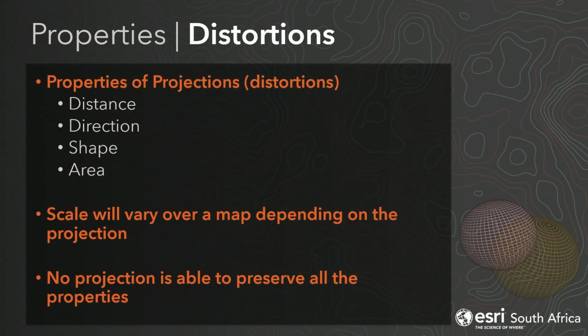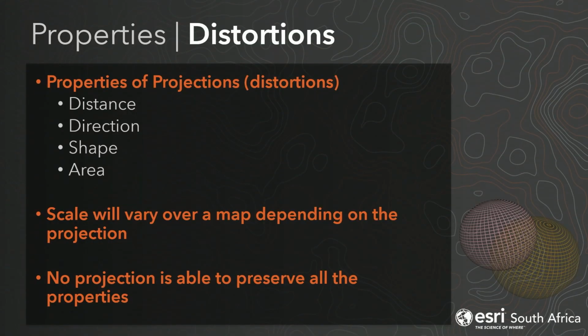If we look at this concept of the properties of a projection, projections can potentially maintain one or two of the parameters or properties, but they can't do more than that, because all the models have limitations. So we have things like distance, direction, shape, area, and scale. Your scale can be distorted depending on where you're mapping and what projection you're using. So no projection can preserve all these properties. And I want to give you an example of this.